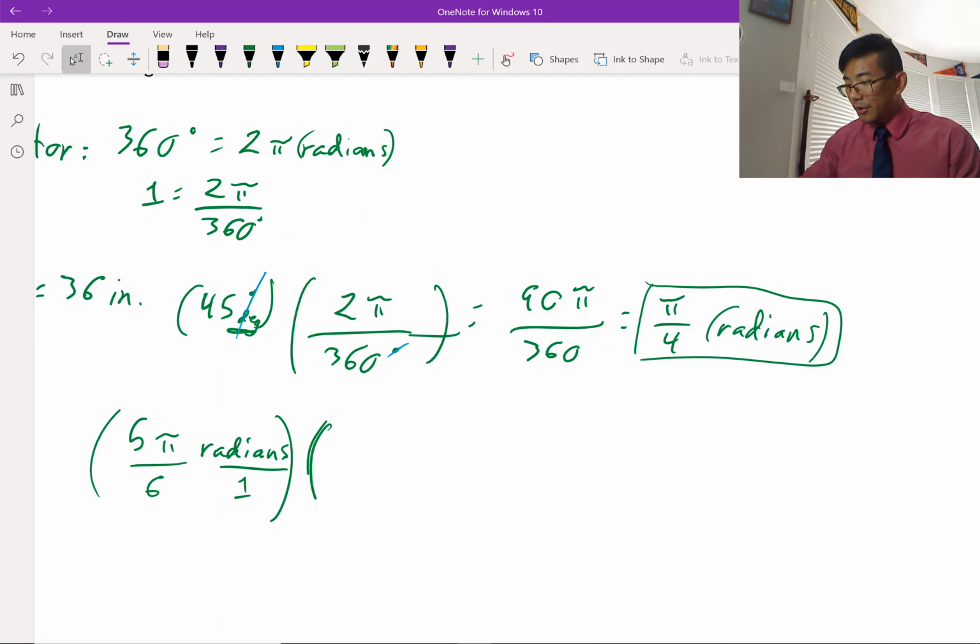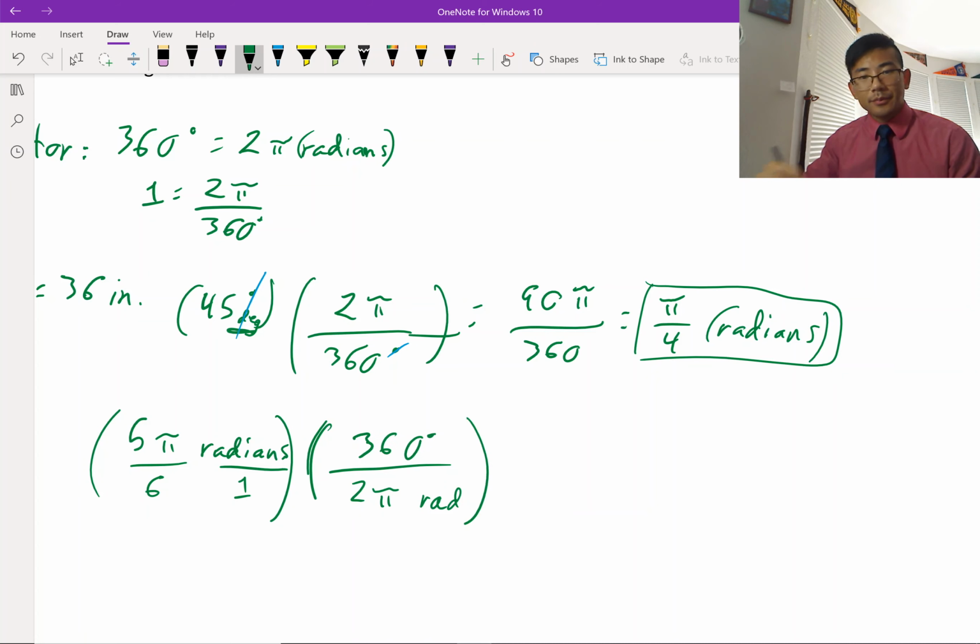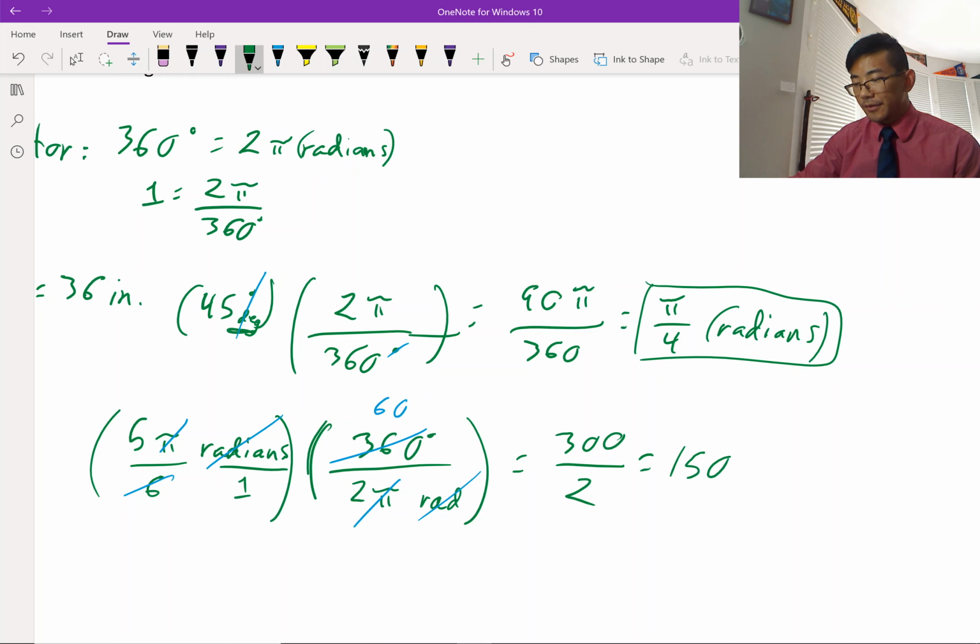So if that's the case, then I want my radians on the bottom: 2 pi radians, and 360 degrees on top. So I know my radian is going to cancel out there. And I also know that pi is going to cancel out. Remember, pi is just a number here. I can clean this up a little bit more because 360 over 6 is just 60. So this leaves me with 5 times 60, 300. Don't forget the 2 on the bottom. So that would be 150 degrees.